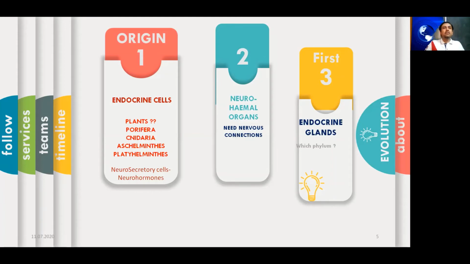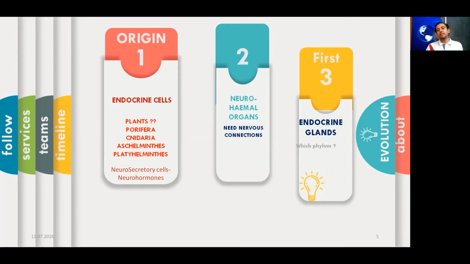Now Annelida. This is a question which is commonly asked in competitive exams: which was the first phylum to show presence of endocrine glands? See, annelids do not have endocrine glands. Again, they have the neurosecretory cells, which are separate endocrine cells associated with the nervous system, and they are secreting their content directly into the body. So the endocrine glands are not present, the endocrine cells are present. So annelids do not have any specific endocrine glands.